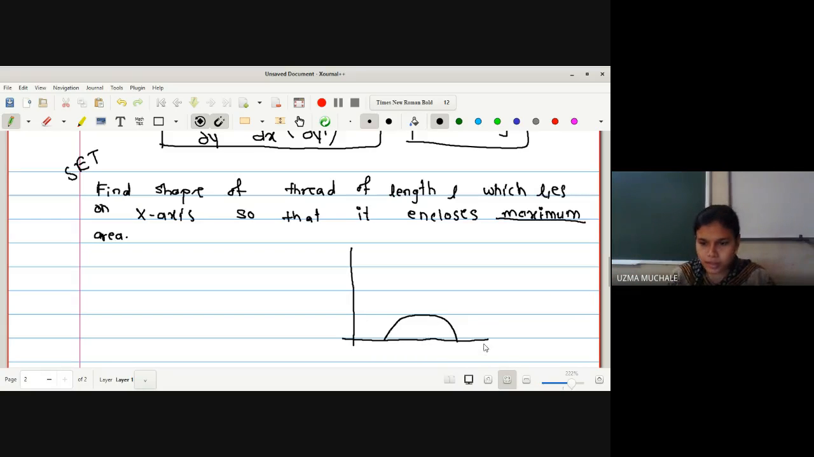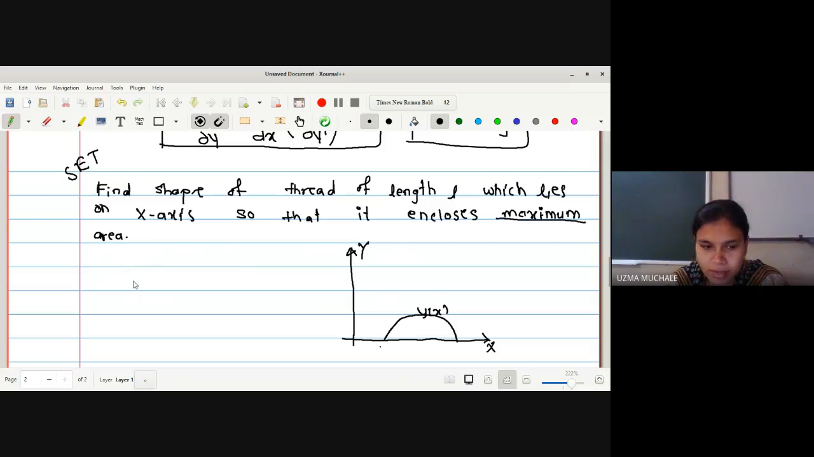So here, shape of a thread L. Next, what is given to us? This is your x-axis and this is the y-axis. Find the shape of a thread L, which lies on the x-axis so that it encloses the maximum area. If anyone understood this, please can you explain? What do you have to do?